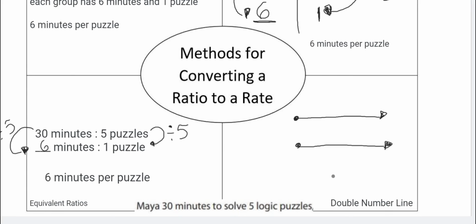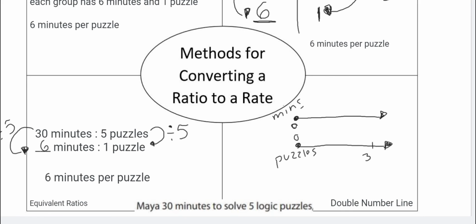Each number line, like a table, has a label. So up here, this is going to be my minutes. Down here, this is going to be my puzzle number line. Number lines are going to start at 0 for us. This makes a lot of sense. If she doesn't do any puzzles, 0 puzzles, that means it takes her 0 minutes. Makes sense.